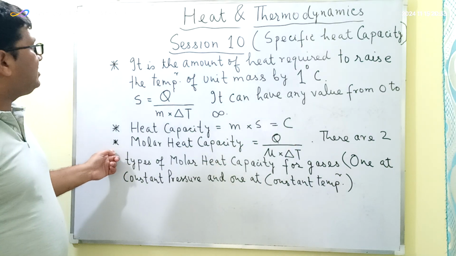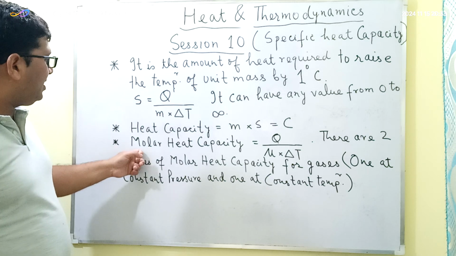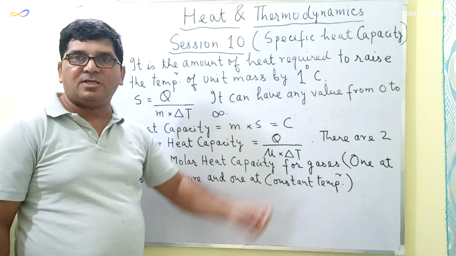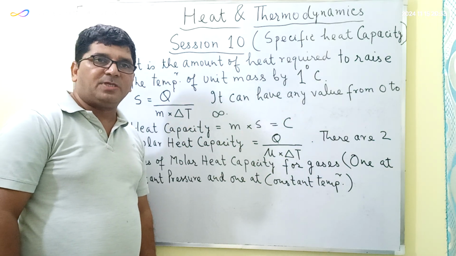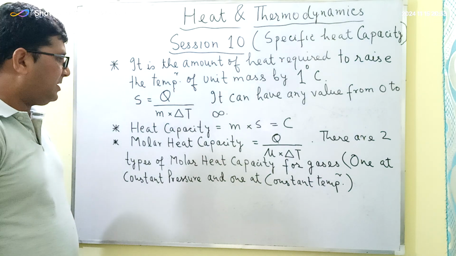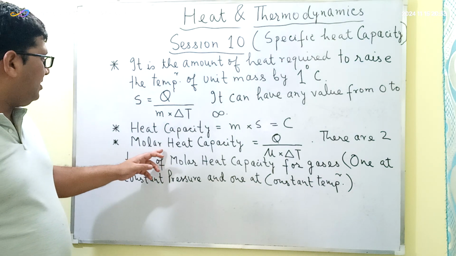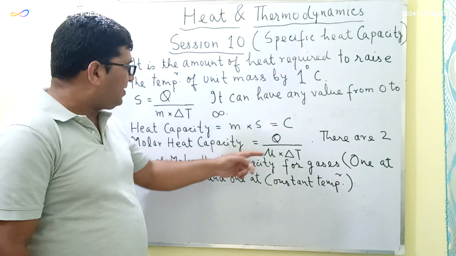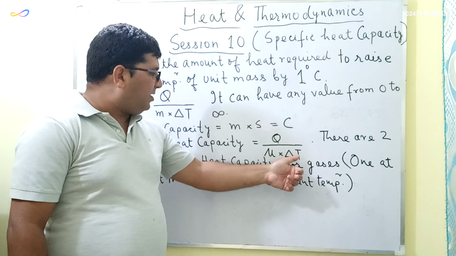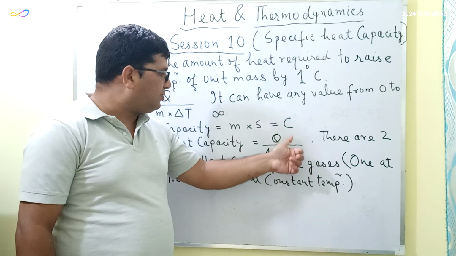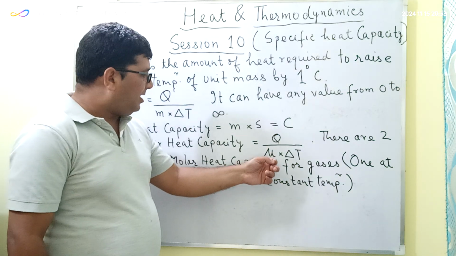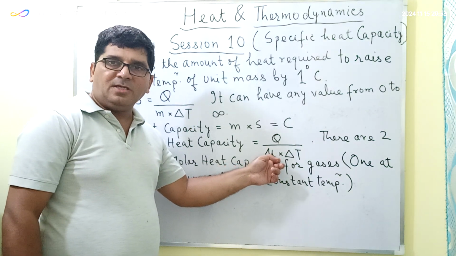Now there is one more term, that is the molar heat capacity. The molar heat capacity is the amount of heat which is required to raise the temperature of 1 mole of a substance by 1 degree centigrade. The formula for the molar heat capacity is Q divided by mu into delta T, where delta T is the rise in the temperature, Q is the amount of heat which is supplied to that substance, and mu is the number of moles.